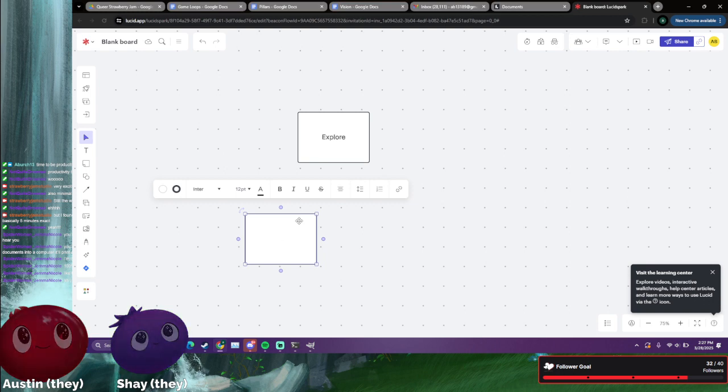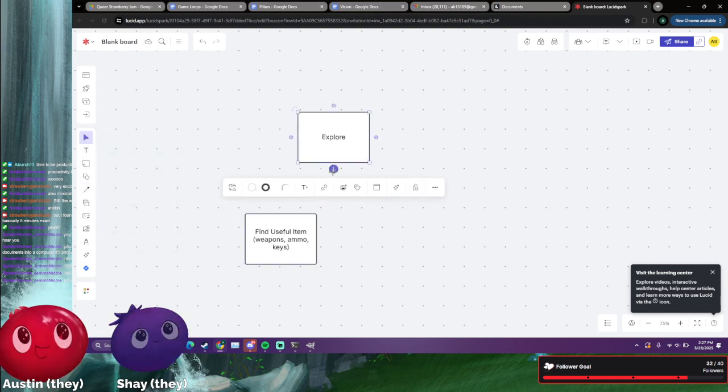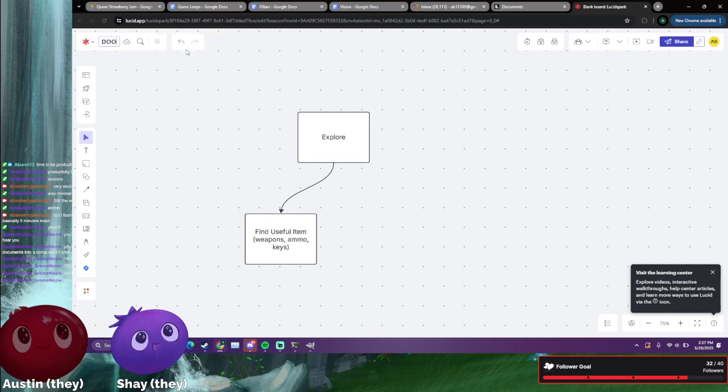So from exploring, we get to find useful items: weapons, ammo, keys. Just examples of what those could be. This is specifically for Doom, not for our game. So from exploring, we want to just find... Title the board, example board parentheses Doom, instead of blank board up in the top left. Doom.